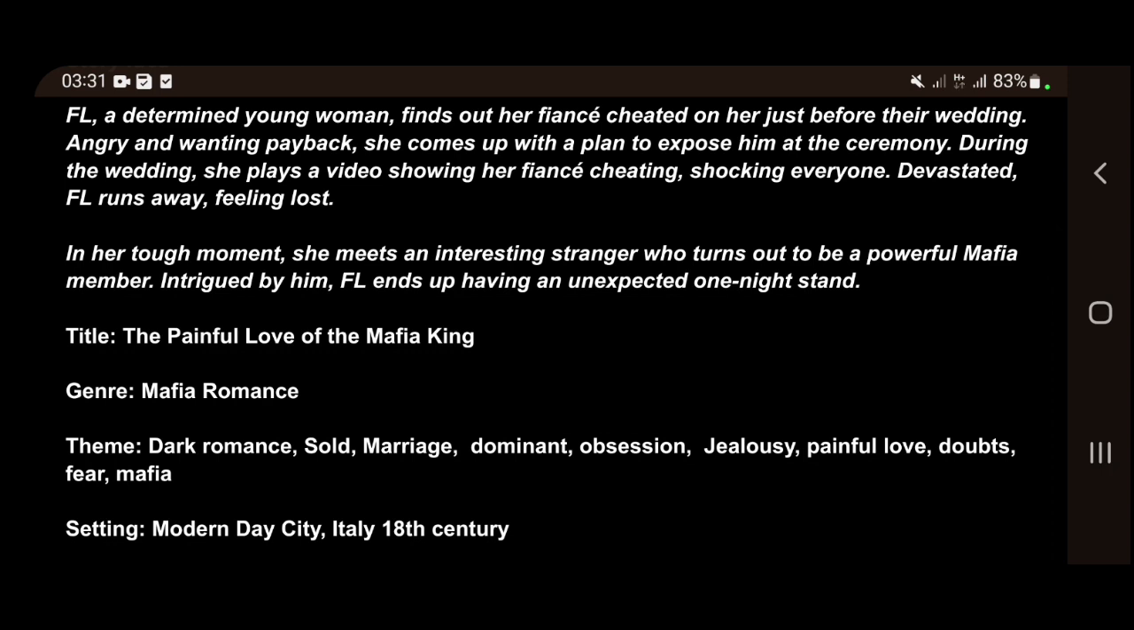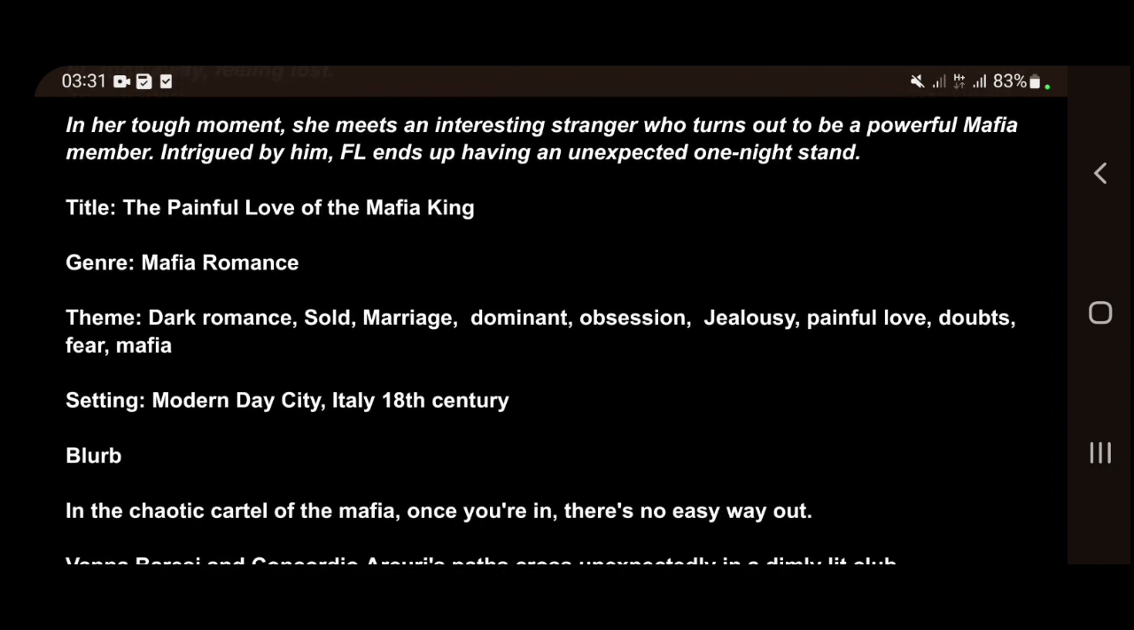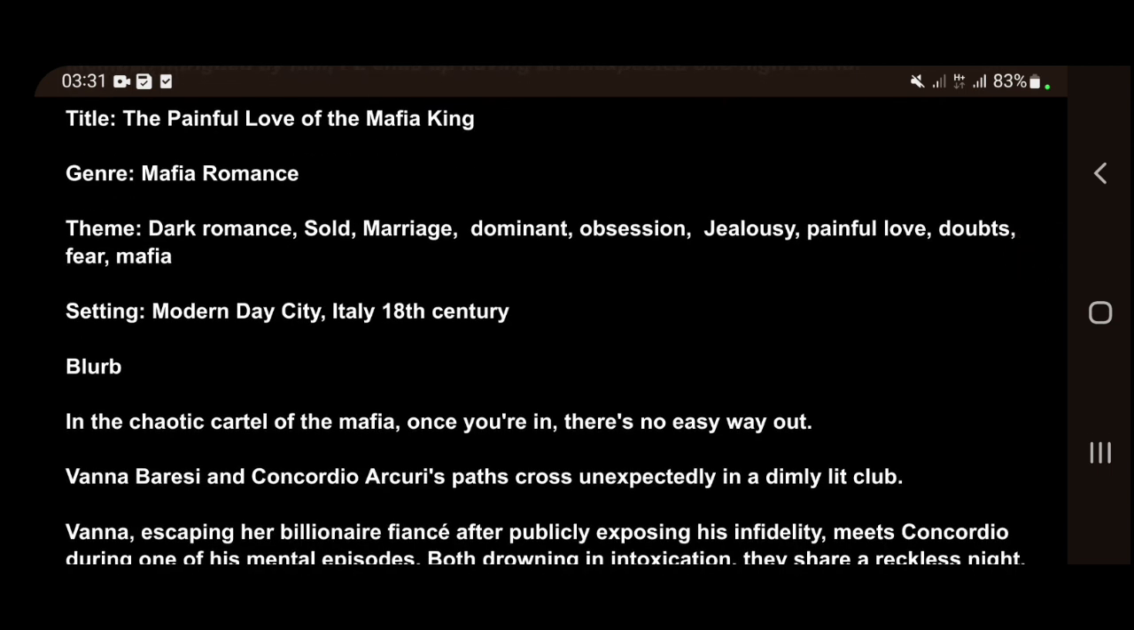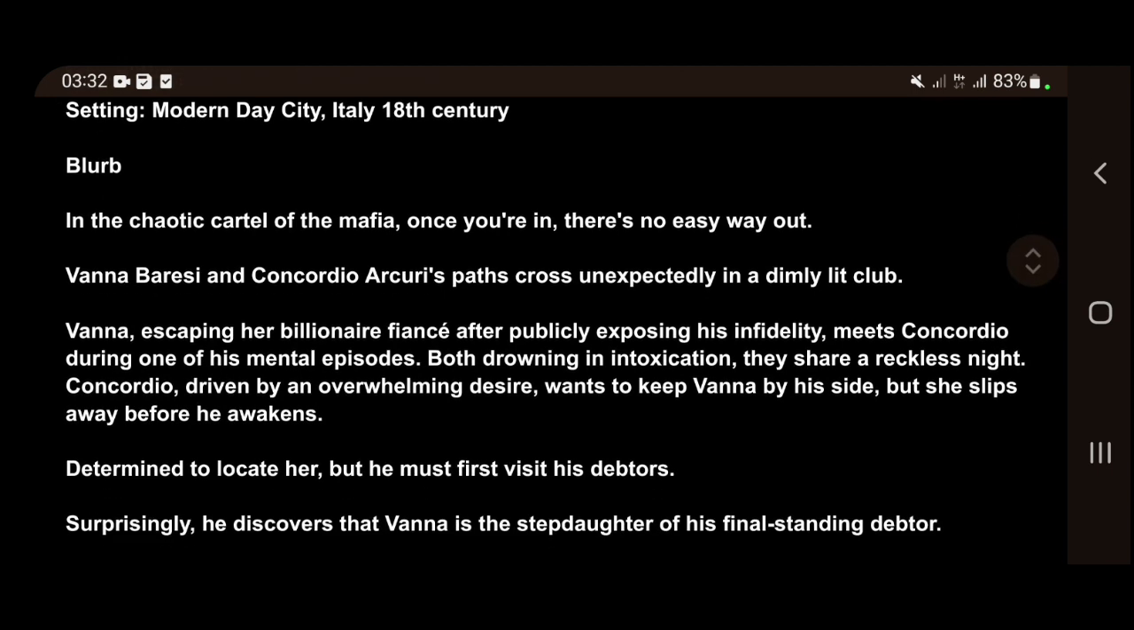Okay, so let's go into details now. From this, I have crafted my title out of the story idea. The title is Painful Love of the Mafia King. Okay, then under the genre of mafia romance, the theme: dark romance, sold marriage, dominance, obsession, jealousy, painful love, doubt, fear, mafia. Then the setting: modern day city, Italy, 18th century. Okay, so this is the blurb.